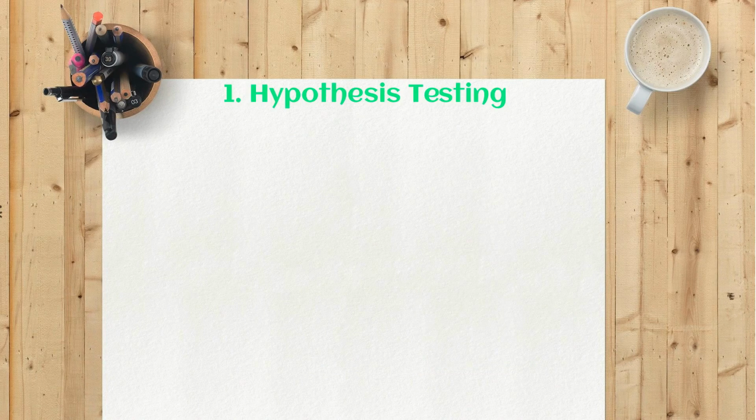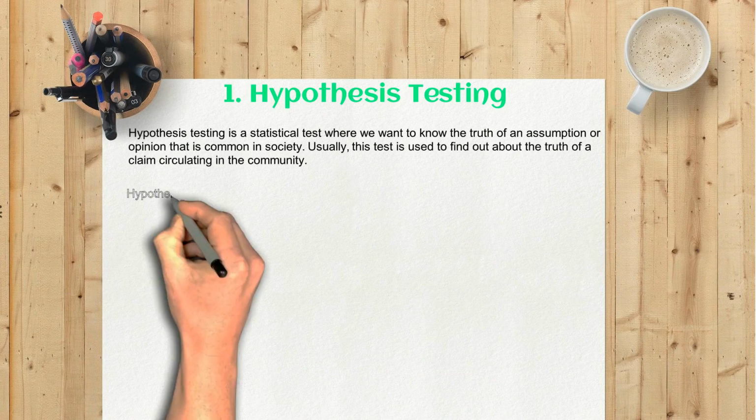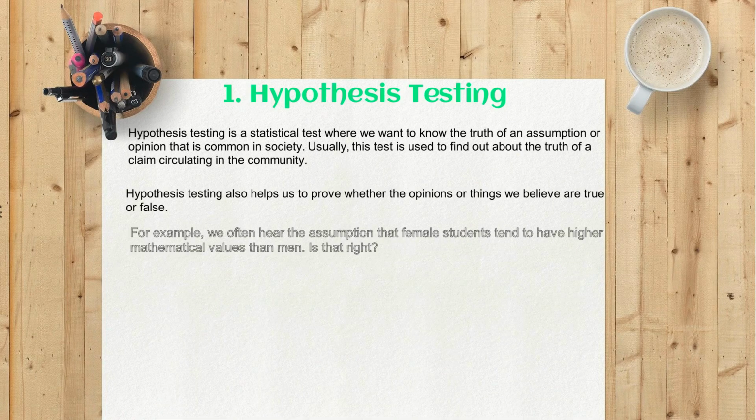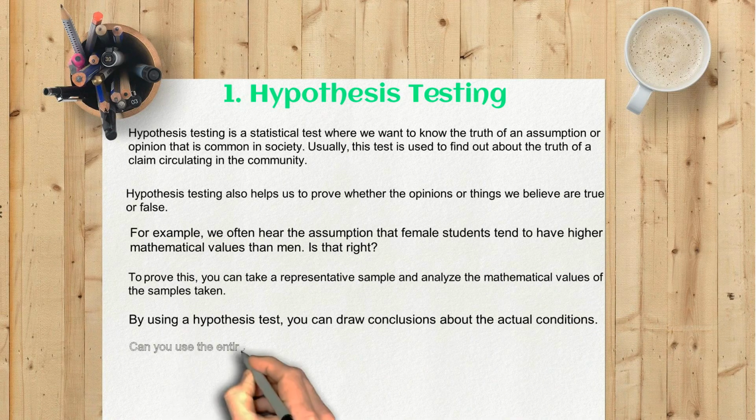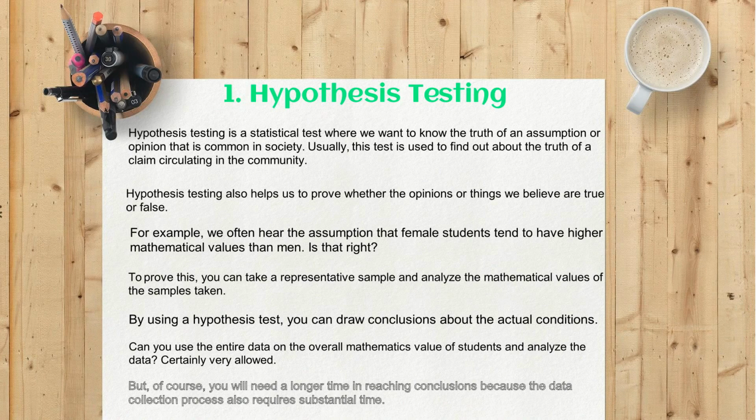Number 1, hypothesis testing. Hypothesis testing is a statistical test where we want to know the truth of an assumption or opinion that is common in society. Usually, this test is used to find out about the truth of a claim circulating in the community. Hypothesis testing also helps us to prove whether the opinions or things we believe are true or false.